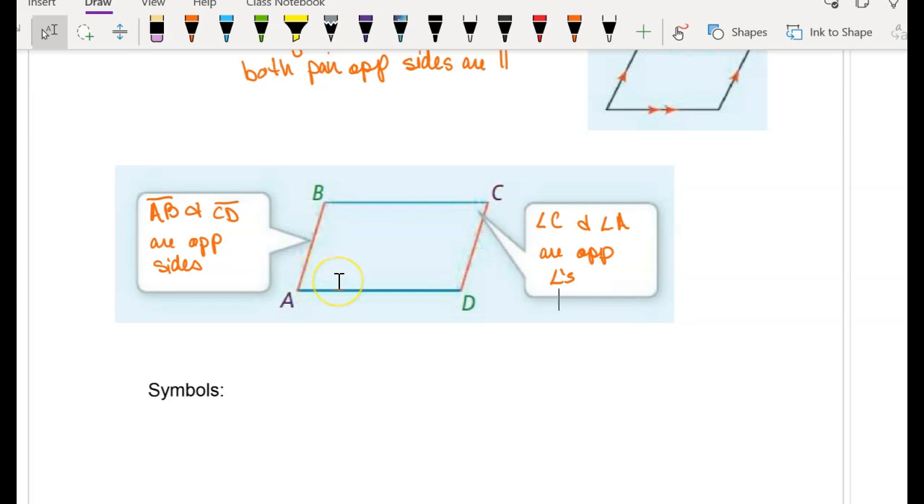Now the symbol for a parallelogram is a rectangle that's kind of slanted. So it's like a rectangle that's been italicized.